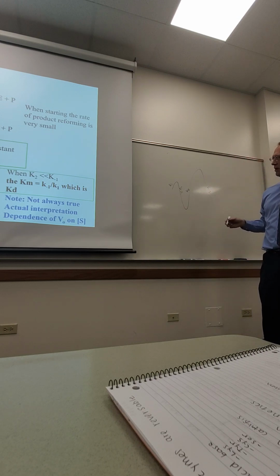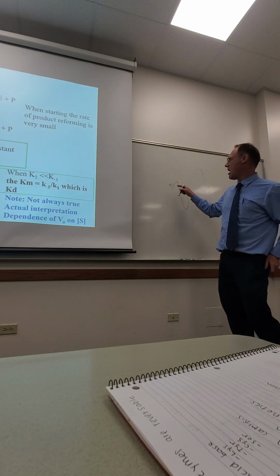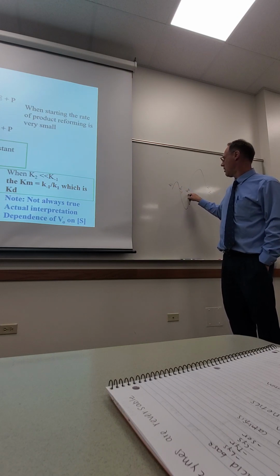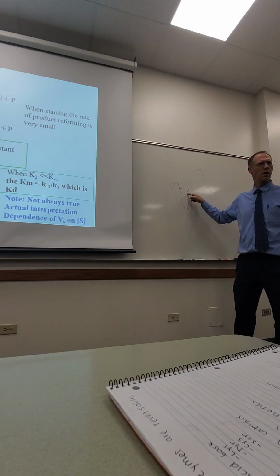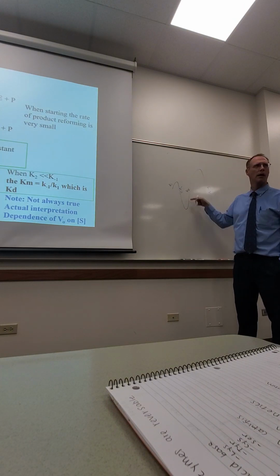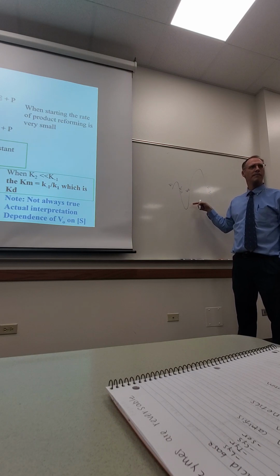Wait a second. K2 here, oh no, K2 there, right here, is really small. Is this small? The answer is yes, K2 small. Why did I label this K2 but this is big? And you're talking about the rate, the slope?